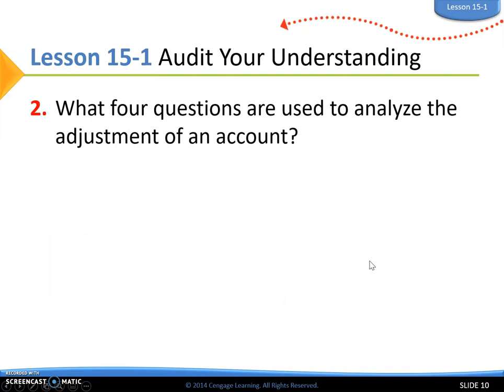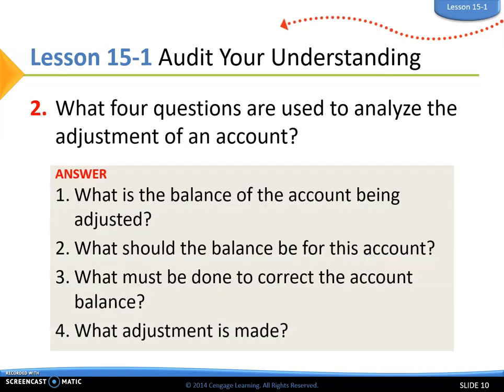What 4 questions are used to analyze the adjustment of an account? First, we look at what the balance of the account being adjusted is. Next, what should the balance be for that account? Number 3, what are we going to do to correct that account balance? And number 4, what is the adjustment? So number 3 is really figuring out, do we need to increase that account or decrease that account? And number 4 is looking at the amount and what we are going to debit and what we are going to credit.